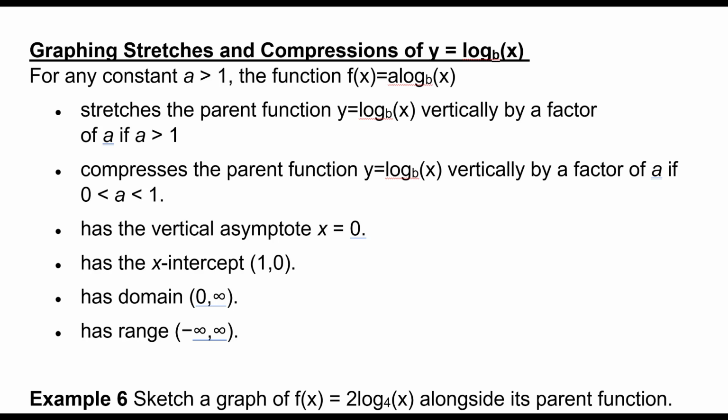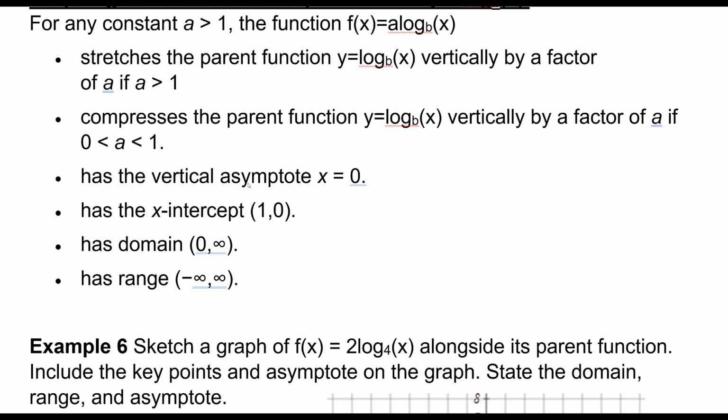Now we'll talk about graphing stretches and compressions for logarithmic functions. For any constant a greater than 1, the function f of x equals a log base b of x is going to stretch it compared to the parent function vertically by a factor of a. If a is between 0 and 1, it's going to compress it by a factor of a. It'll have the same vertical asymptote. It'll have the same x-intercept because a times 0, the y value, would still be 0. And it has the same domain and the same range.